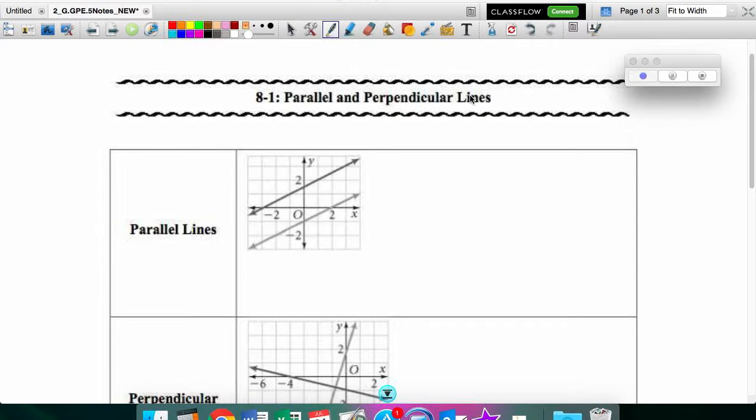Our 8-1 notes will focus on parallel and perpendicular lines. Earlier in the year, we talked about parallel lines as two lines which never intersect, and perpendicular lines were two lines which intersected, forming a right angle. These are still true. However, today's section will focus on the slopes of parallel and perpendicular lines. For parallel lines, the slopes will always remain the same. So let's go ahead and write that in.